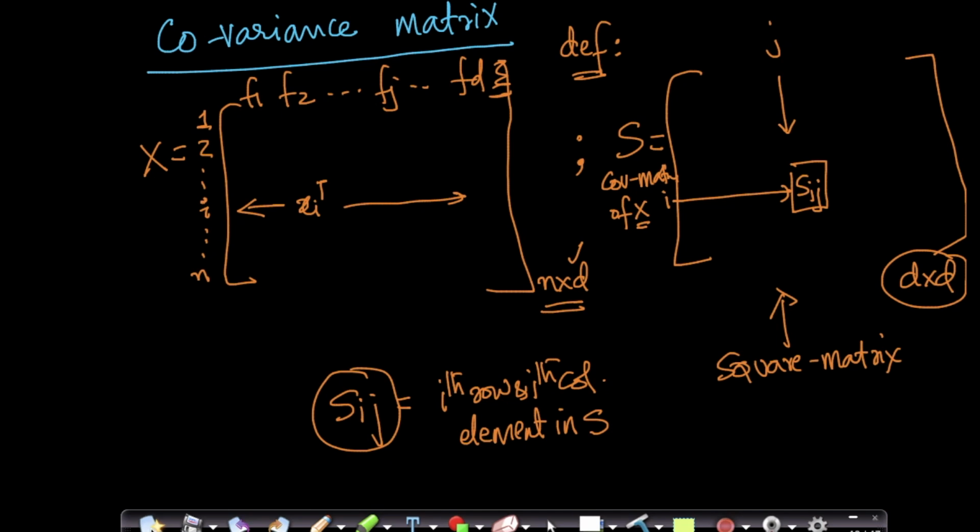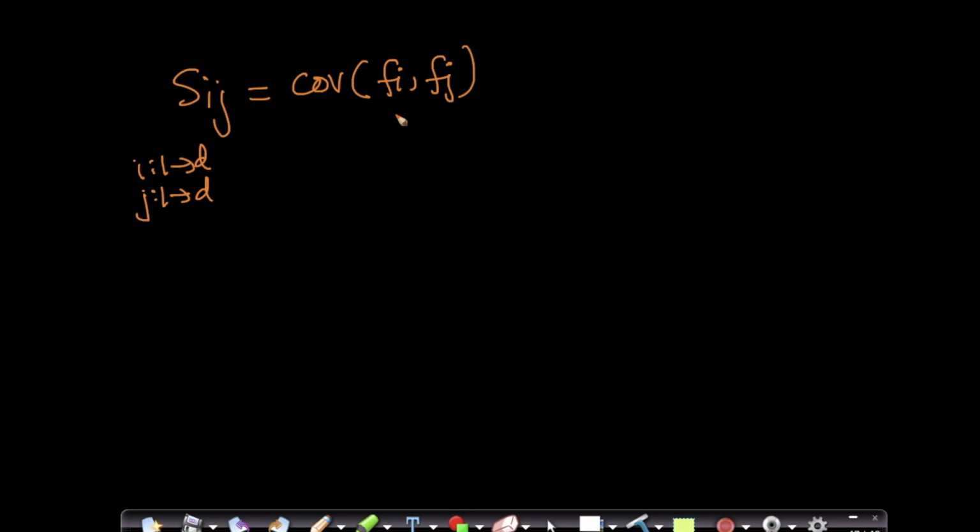Now let me define what Sij is. I can go from 1 to D and J can also go from 1 to D, because S is a square matrix of size D cross D. Sij is nothing but the covariance of feature I and feature J.